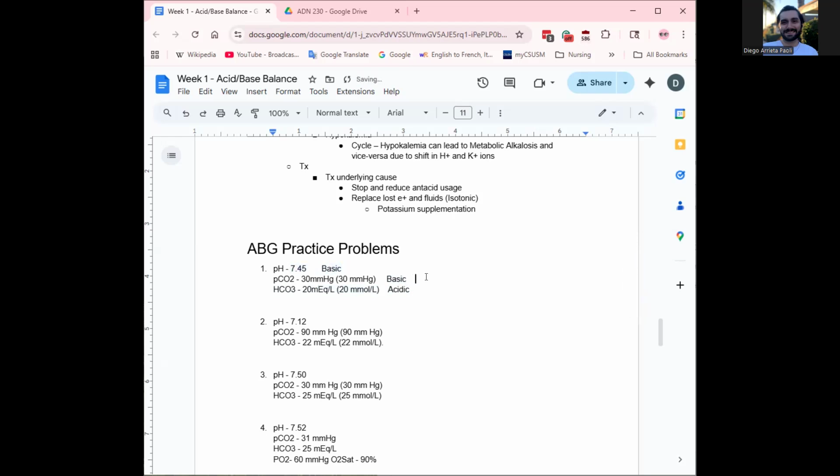CO2 is an indicator of a respiratory issue. So we have respiratory alkalosis, and because your pH was technically normal, that means there's a full compensation going on. So that ends up being fully compensated respiratory alkalosis. Okay, so let's go ahead and try number two.